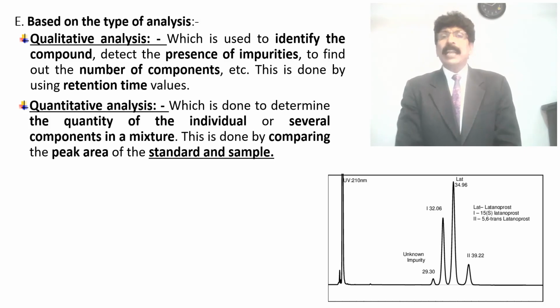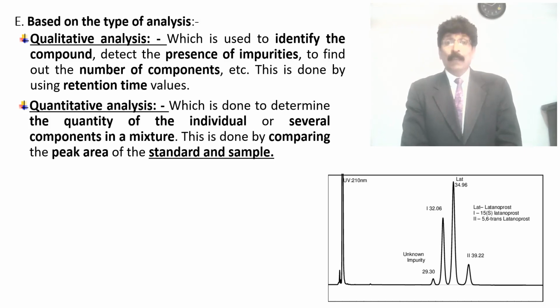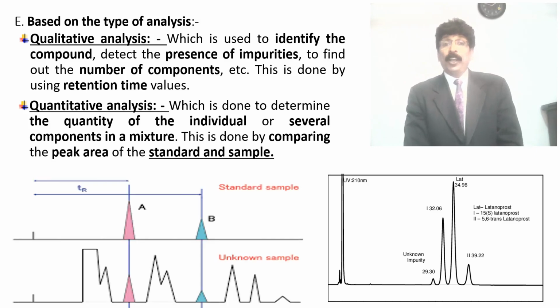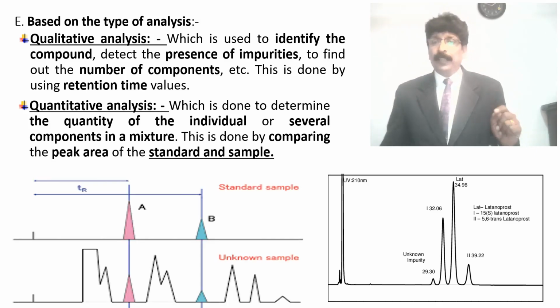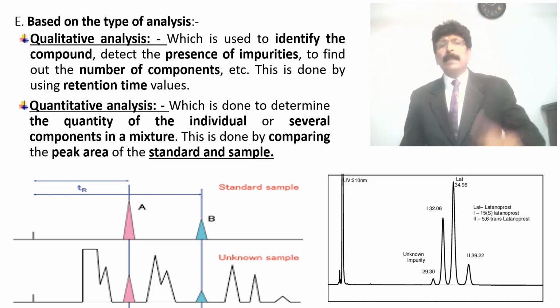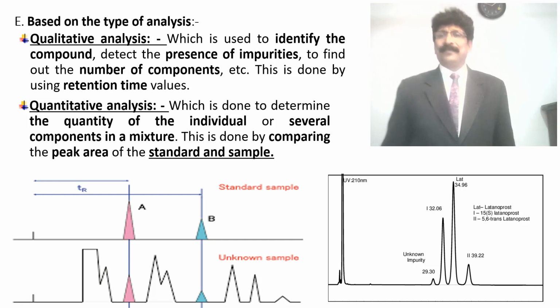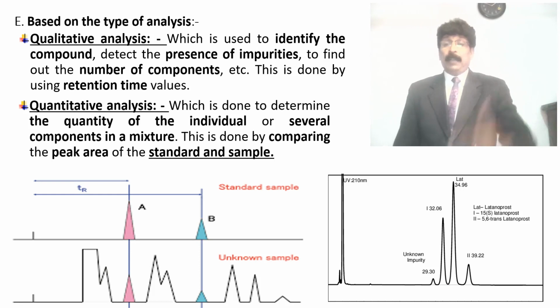Quantitative analysis, the amount, is done by determining the quantity of the individual components in the mixture. This is done by comparing the peak of a standard and a sample. You can compare the peak of the sample and the standard.